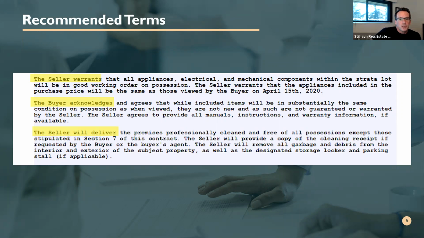So the next one, the buyer acknowledges and agrees that while included items will be in substantially the same condition on possession as when viewed, they are not new and as such are not guaranteed or warranted by the seller. The seller agrees to provide all manuals, instructions, and warranty information if available. So that's, in a way, similar to the inspection not being over $1,000 worth of repairs, because it's just making sure that your buyer is aware when you write the contract, but also aware if there's an issue, you can remind them, look, you bought a 10-year-old home, so the items included are 10 years old. They're not going to be perfect. And so it just, again, covers yourself a little bit.